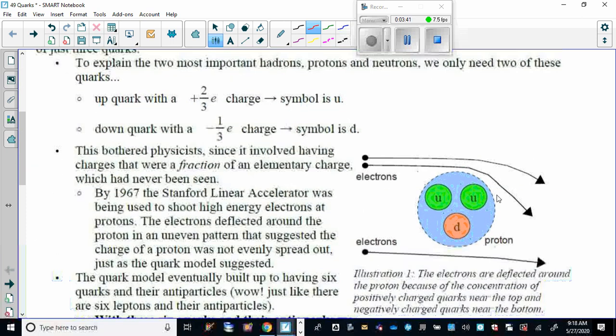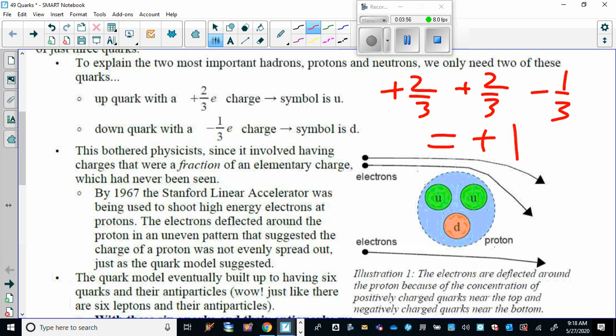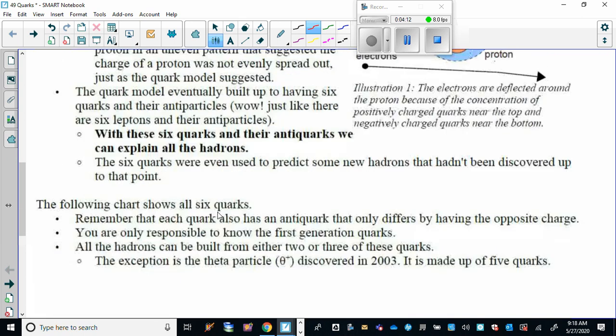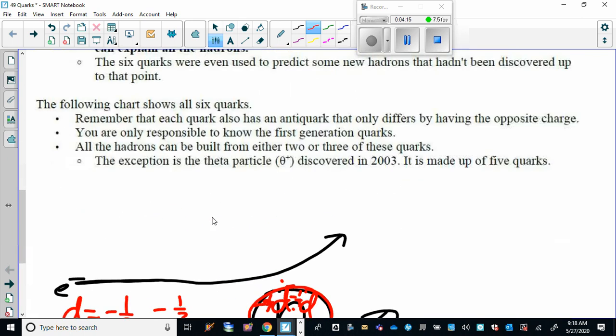And here's the same thing for a proton. A proton is made up of 2 ups and a down. If you add all those together, you're going to get +1, because 2/3 and 2/3 is 4/3, and 4/3 minus 1/3 is 3/3, and 3/3 is 1, which again makes sense as to why the proton has a charge of +1. So there it is. That's the discovery of quarks.